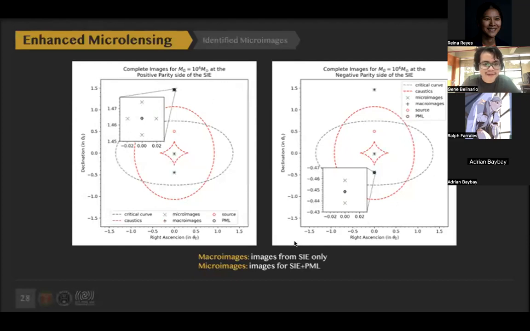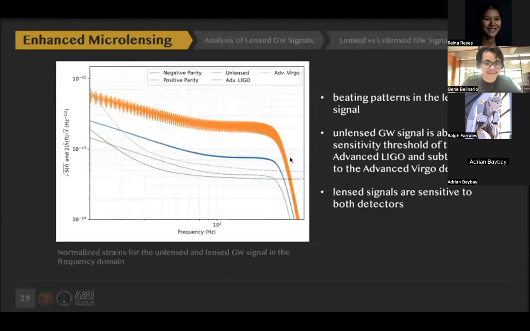So let's define the conventions here. Macro images are just images resulting from the SIE only. And then the micro images are defined as the images resulting from the combined SIE and PML. So in these cases, we have the following micro images, or the complete model for our lens systems. Now, we will try to analyze the resulting lens gravitational wave signals from these lens configurations.